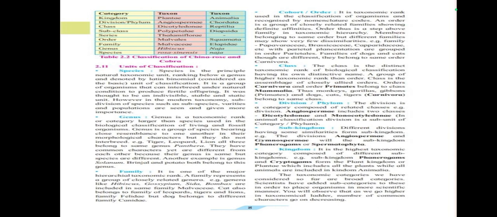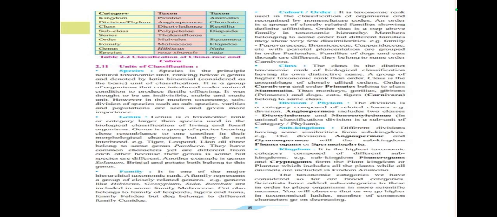Class. The class is a distinct taxonomic rank of biological classification having its own distinctive name, a group of higher taxonomic rank than an order. Class is the assemblage of closely allied orders. Orders Carnivora and Primates belong to class Mammalia. Thus, monkeys, gorillas, gibbons, the primates, and dogs, cats, tigers, Carnivora belong to the same class.